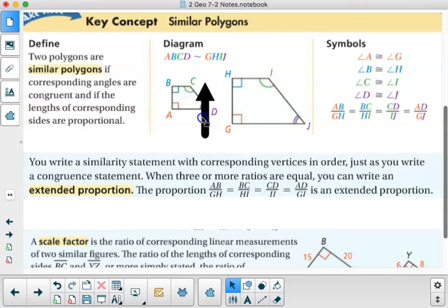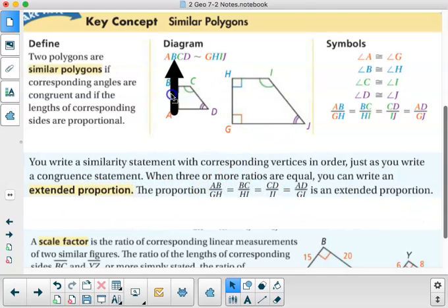Okay, we got this. AB is to GH, BC is to HI, CD is to IJ, and AD is to GJ. Check it out. Now, they have to be lined up with corresponding sides. I identify the corresponding sides based on the angles that are provided. Okay, now you write a similarity statement with corresponding vertices in order, just as you write a congruence statement.